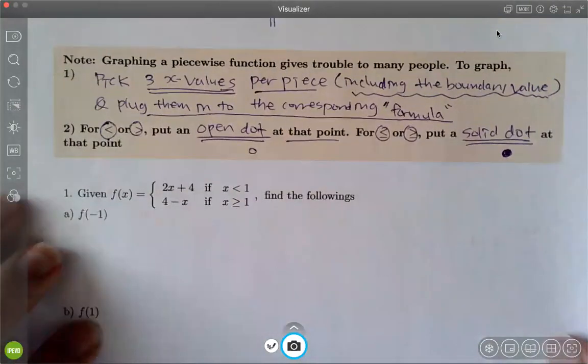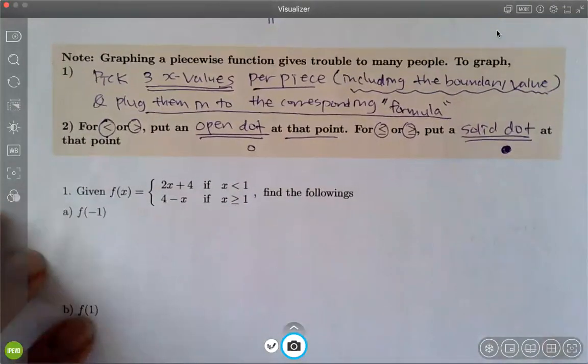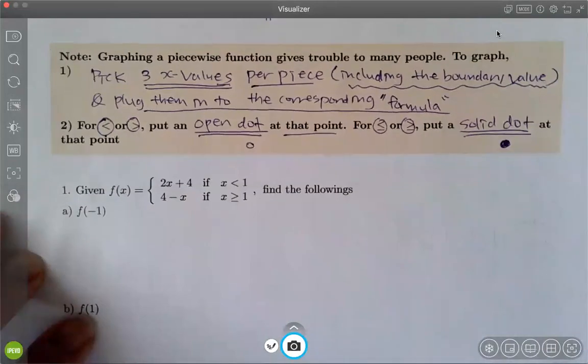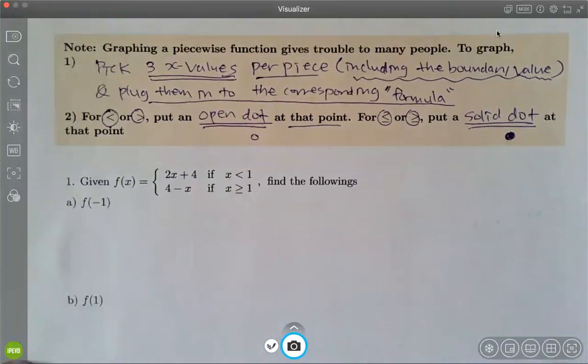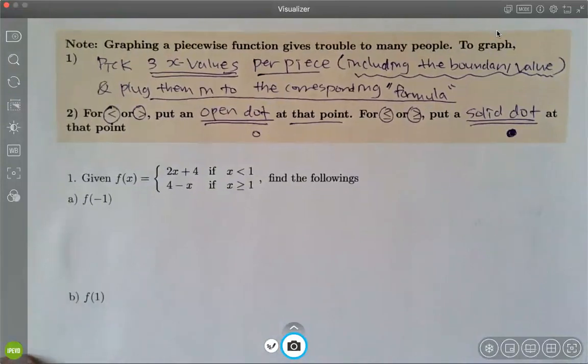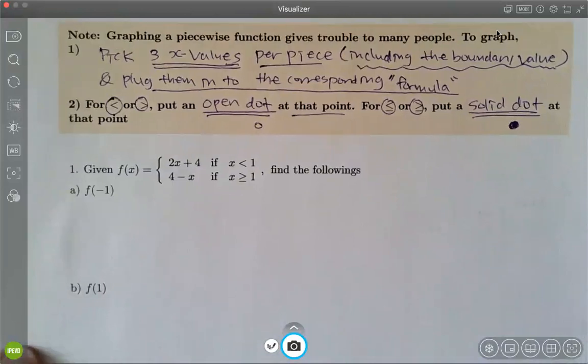So this piecewise function is tricky, and surprisingly, even some of the regular college algebra students, the real college people, tend to struggle. So if you feel like this is tough, you're not the only one. Anyways, here is the same piecewise function actually. Given this piecewise function, find the following: f of -1.